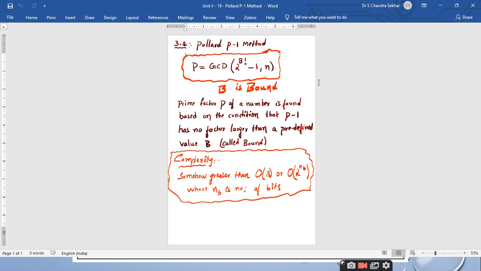Can you see this Pollard p-1 method? Can you see the screen? Yes, sir.